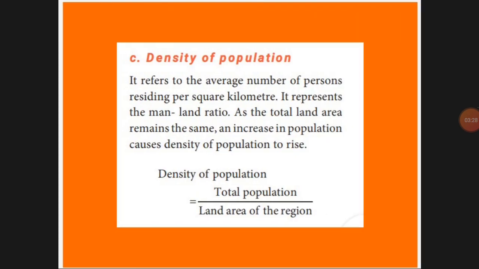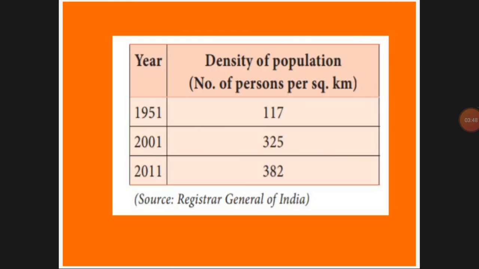Next we'll go for the density of population. Here, the number of persons living per square kilometer area. In India, the land is the same, but the population keeps on increasing. The formula to calculate density of population is total population divided by land area of a region. Here you can see the tabular column. In 1951, the number of persons per square kilometer is 117. In 2011, it has increased to 382. Thus, the pressure of population on the land has been increasing.